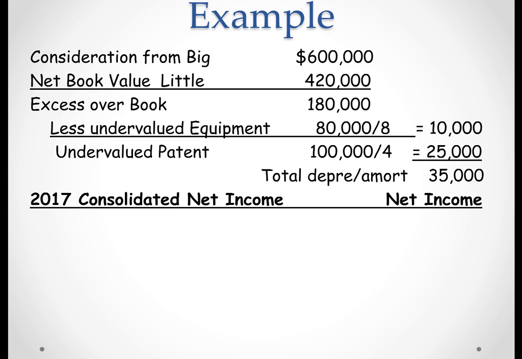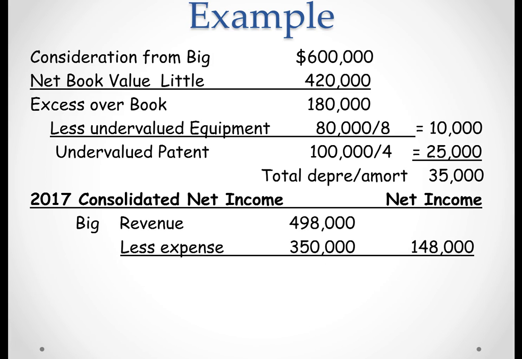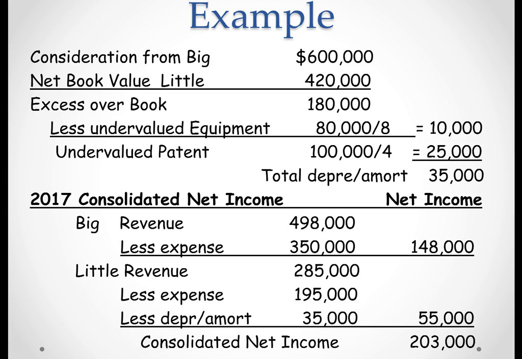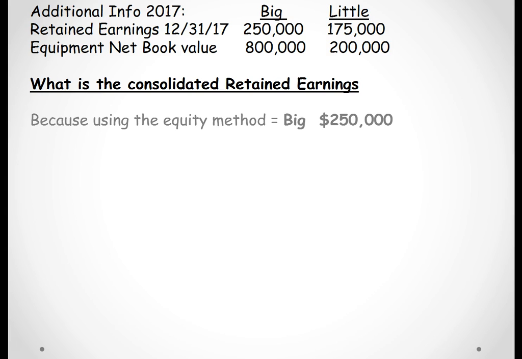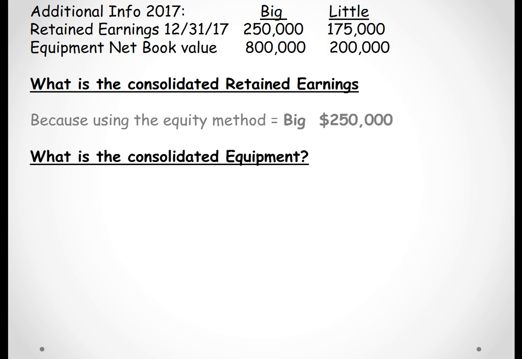Now, consolidated net income for 2017 would be Big's and Little's adjusted by the amortization and depreciation, which gives us consolidated net income of $203. What is the consolidated retained earnings? Because using the equity method, Big is $250, and that's all there is to it. We don't have to make any adjustments at all. And of course, we don't include Little because that's wiped out as part of the consolidation.